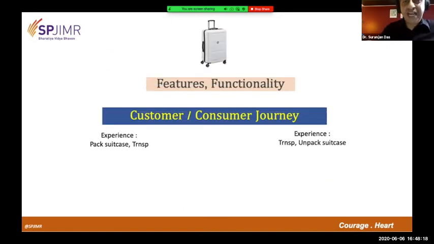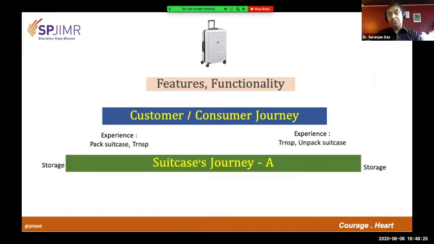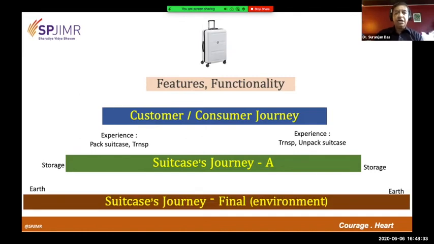Okay, so what we have now, when you design it, you have to look at the experience. You will now have to look at from storage to storage. So earlier it was feature to feature. Then you go from your packing to your unpacking. Then you go storage to storage. And now with environment, we have to look at earth to earth, because you will also have to dispose of the suitcase and hope it is taken care of. So these are the various kinds of considerations which we have to be able to move ahead.